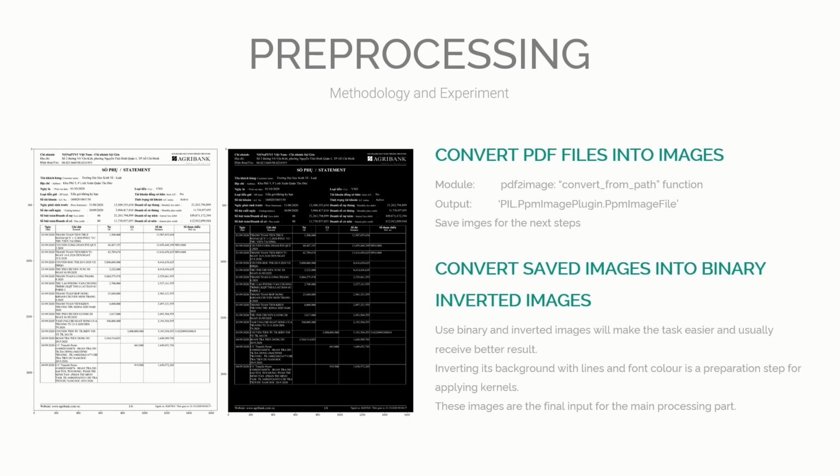Several experiments in computer vision prove the better quality of using binary and inverted images. Converting the image into a binary image will make the task easier. Also, inverting its background with lines and font color is a preparation step for applying kernels. This image is the final input for the main processing batch.